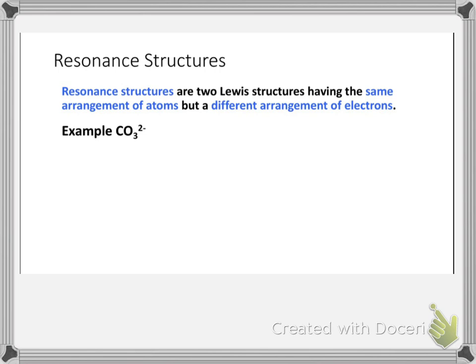So, there's something called a resonance structure, and resonance structures are when you can have more than one correct Lewis structure for a particular compound. And at some point, if you take more chemistry, you may have to draw all the possible resonance structures for something. But for us, I'm not going to have you do that. I just need you to know that there could be more than one correct Lewis structure.